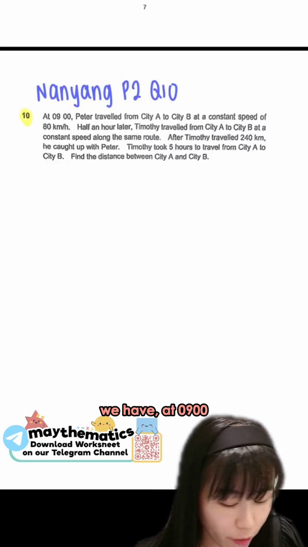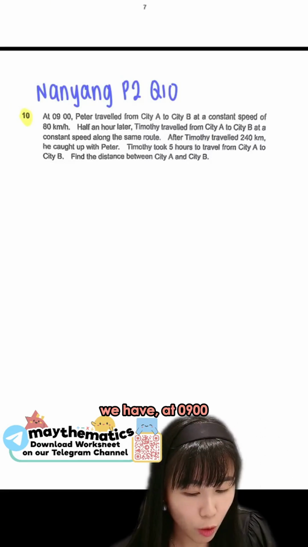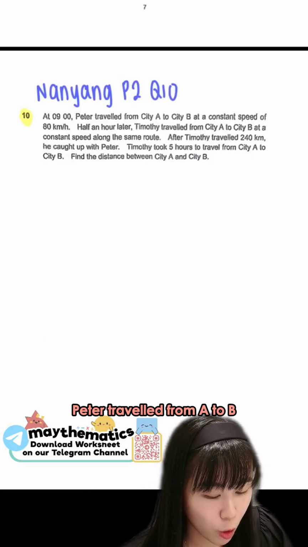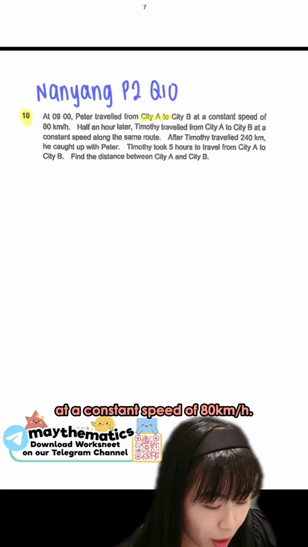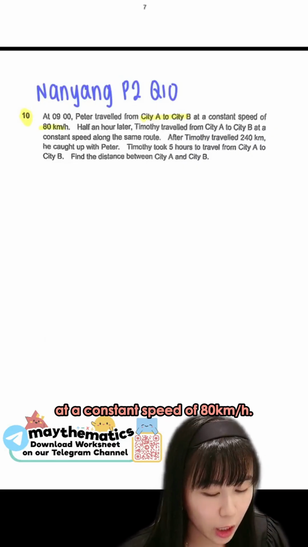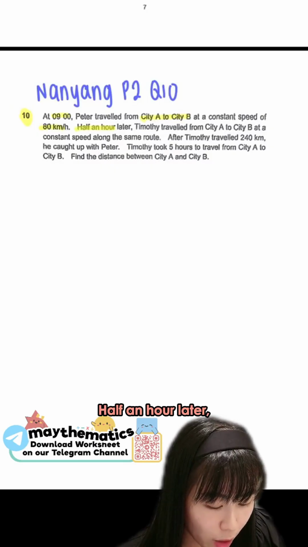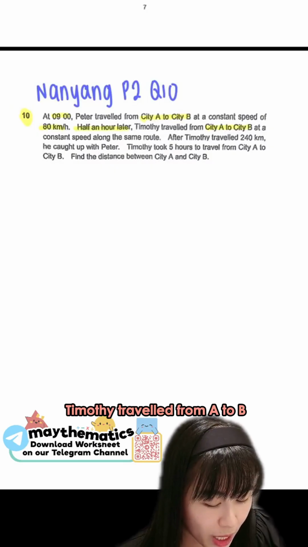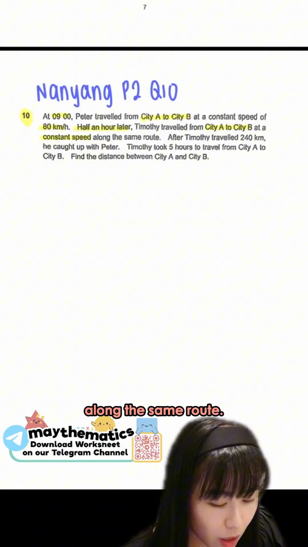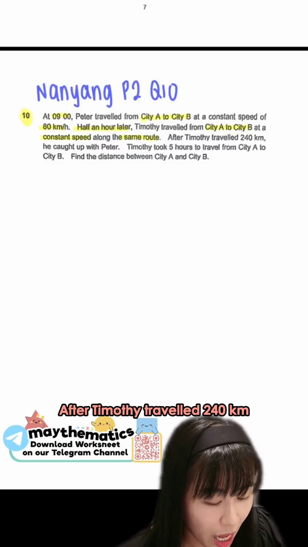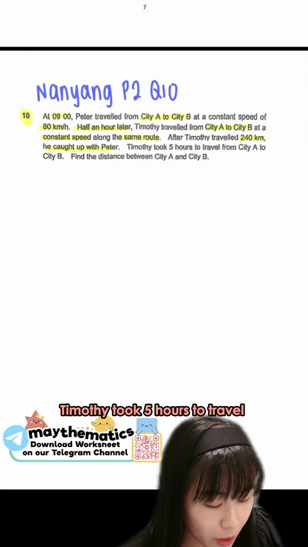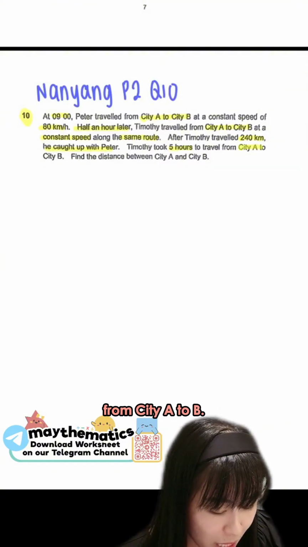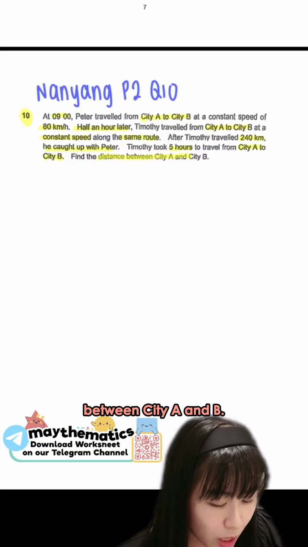Okay, so question 10, right, we have at 0900, Peter traveled from A to B at a constant speed of 80 km per hour. Half an hour later, Timothy traveled from A to B at a constant speed along the same route. After Timothy traveled 240 km, he caught up with Peter. Timothy took 5 hours to travel from city A to B. Find the distance between city A and B.